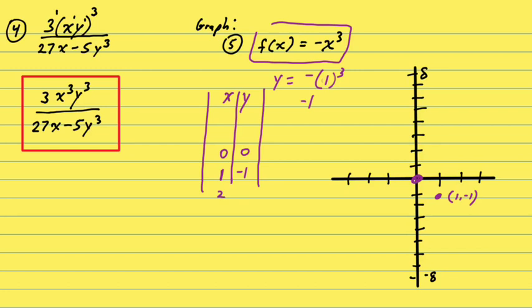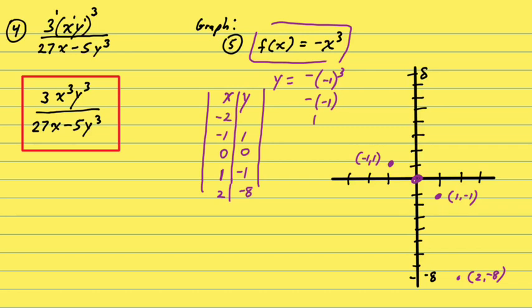What if you put in a 2? If you put in a 2, what is 2 to the third? Well, it's 8, and then multiplied by a negative is negative 8. So you'd have 2, negative 8. How about if you put in a negative 1? What happens if you put in a negative 1 and then you cube it? That gives you a negative 1. A negative times a negative makes it a positive 1. So it would go through negative 1, 1.